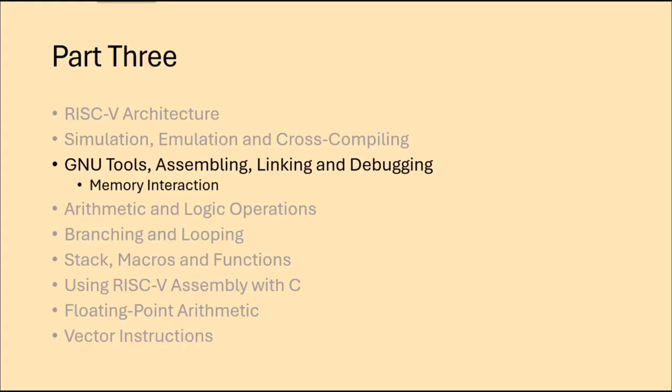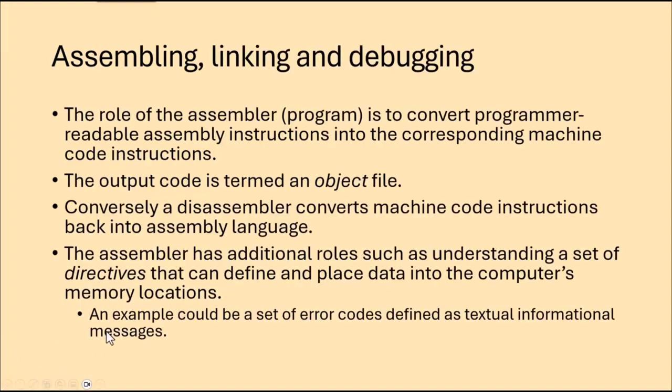The first topic we'll talk about is the assembly process. The assembler's main role is to convert the programmer's readable assembly instructions, known as the source code, into the corresponding binary machine code instructions. We call this output code an object file. Object files have the .o suffix. A disassembler performs the reverse task, and will convert the machine code instructions that we've just generated back into the source assembly language. The assembler also has some additional responsibilities.